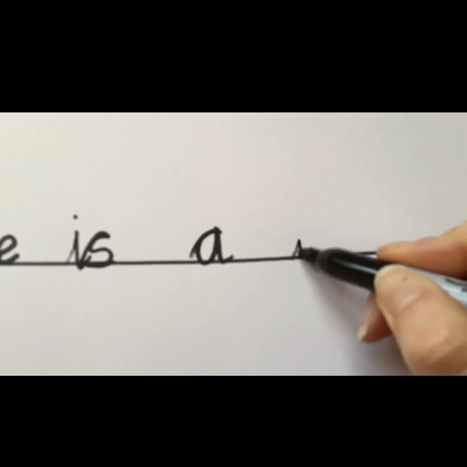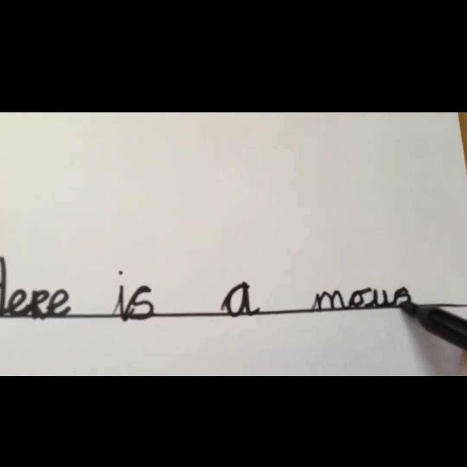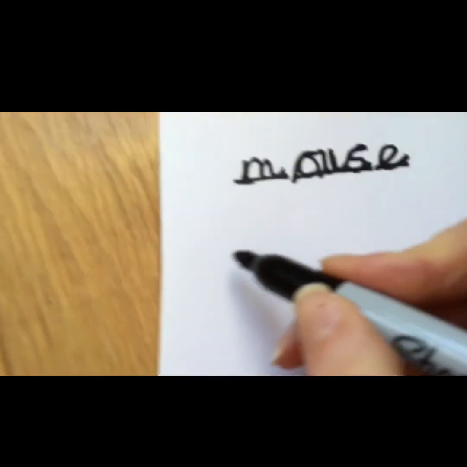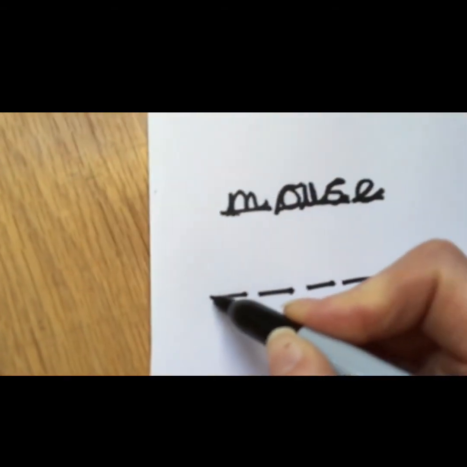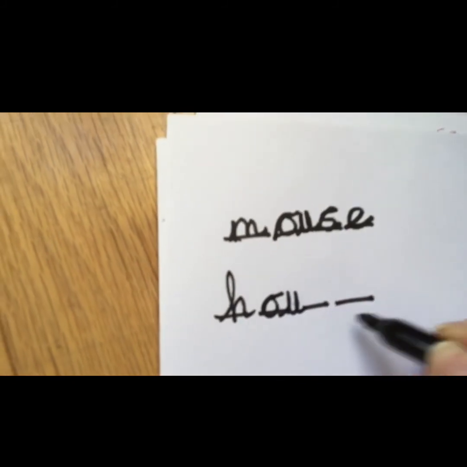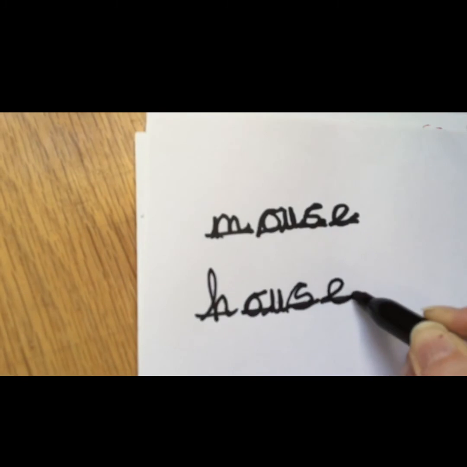Ow. S. Now we're going to write house, and it's a rhyming word. So, what does it start with? H. Ow. S. And what's here? House.